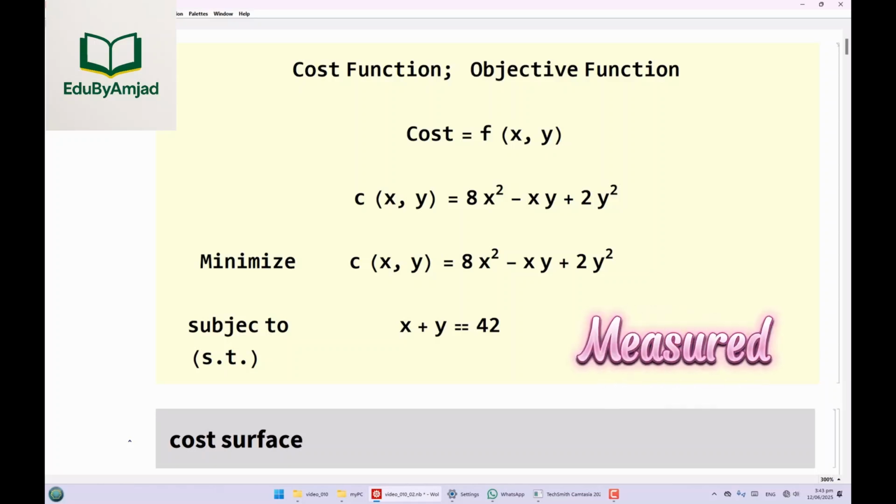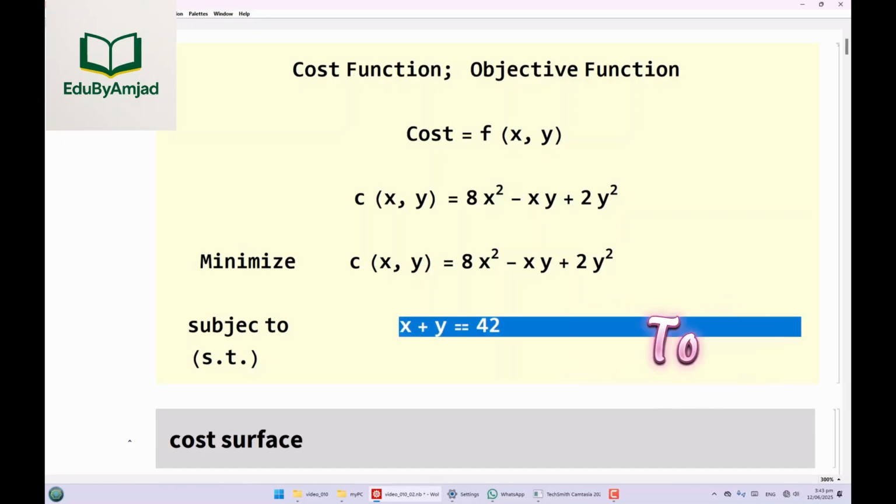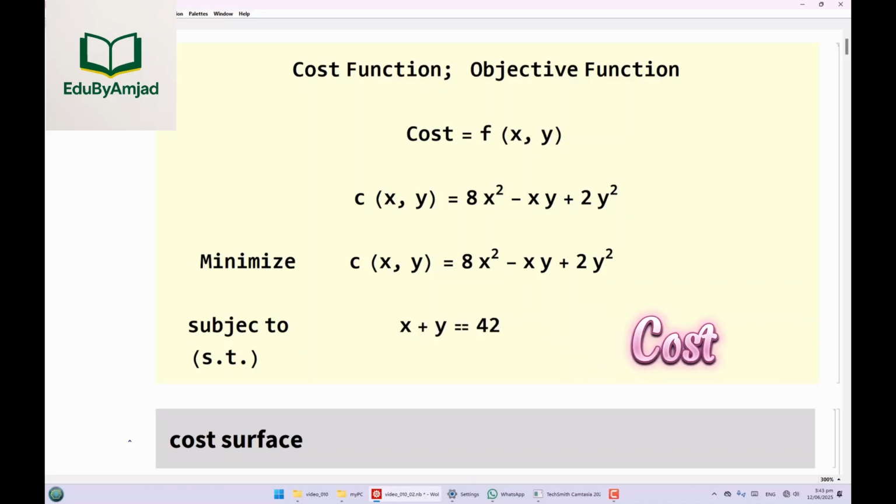The inputs can be measured in fractional units. However, the total amount utilized must remain 42 units. Different input ratios result in different costs. The objective is to find the input ratio of 42 units that minimizes cost.